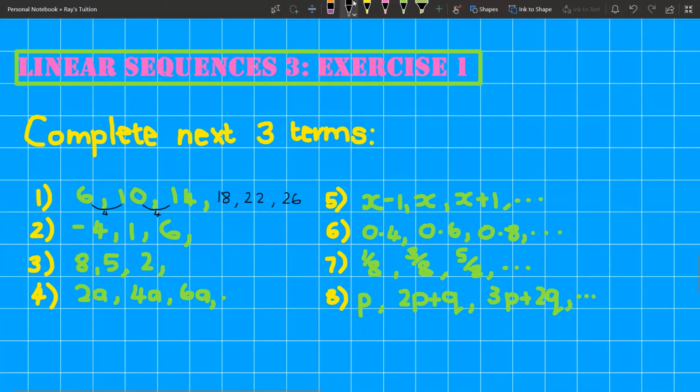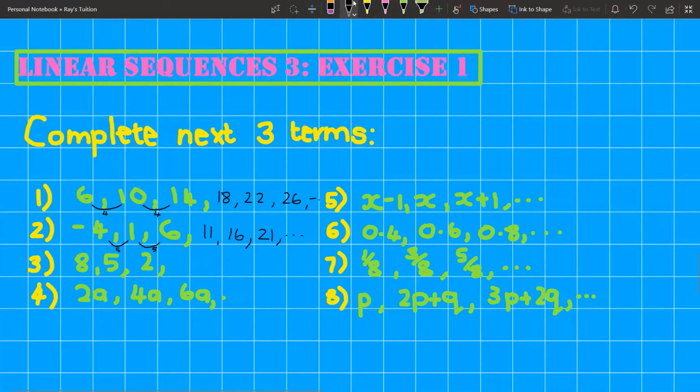So we have minus 4, 1, 6. We have to find out what are we adding to get to the next term. So minus 4 plus 5 is 1, and 1 plus 5 is 6. So we have to add 5 each time. So the next term is 11, and then we will have 16, and finally we will have 21. Okay, let us have a look at the next one.